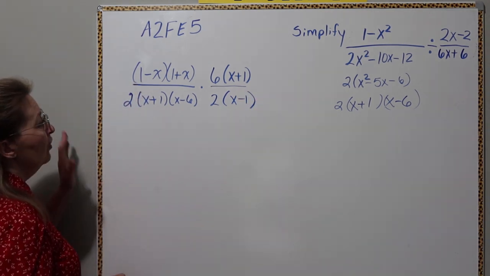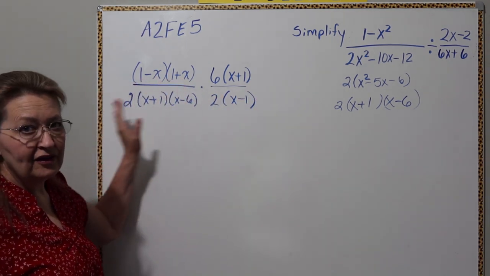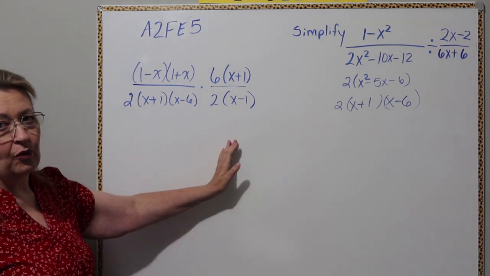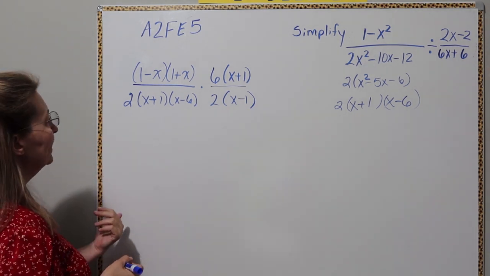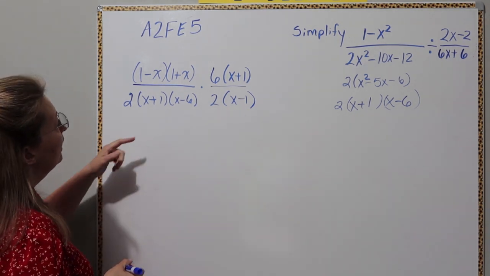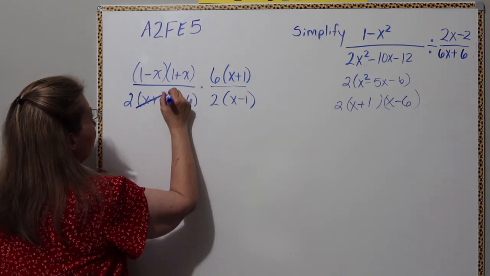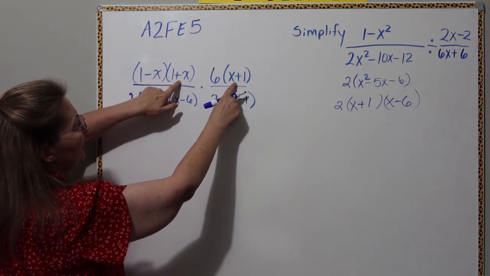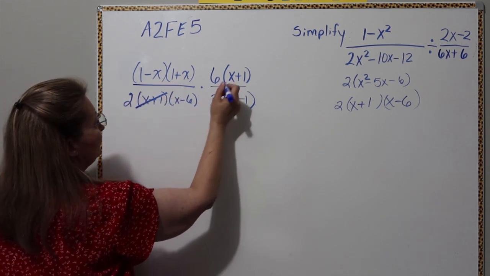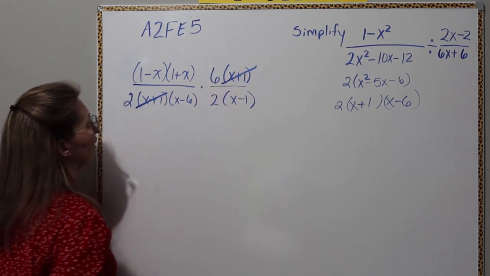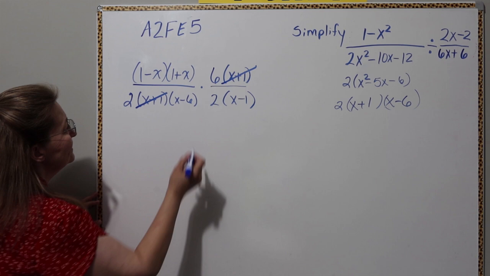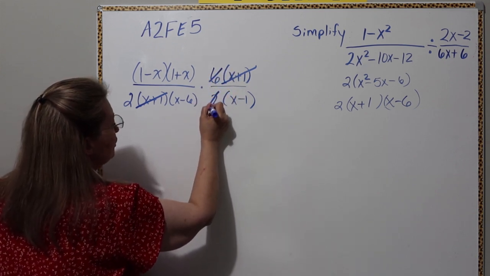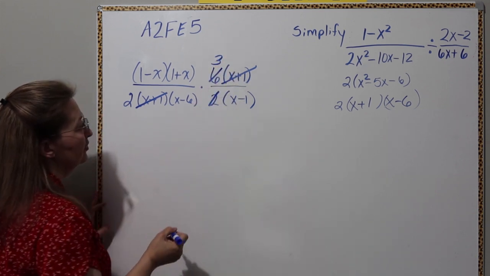Alright. Now, since these two are multiplied, they're just multiplied all the way across the top and all the way across the bottom. So let's see what we can go ahead and cancel. X plus 1, I can cancel it with either one, because 1 plus x is the same thing as x plus 1, but just to keep it matching, I'll do this. Alright, now 6 will reduce with 2 and leave me 3 up here.